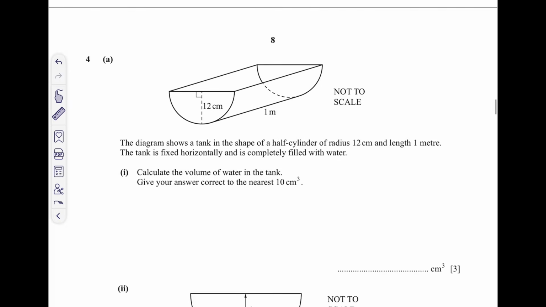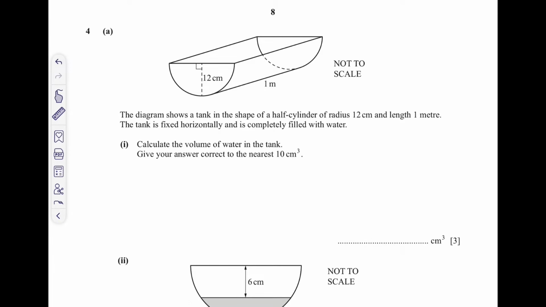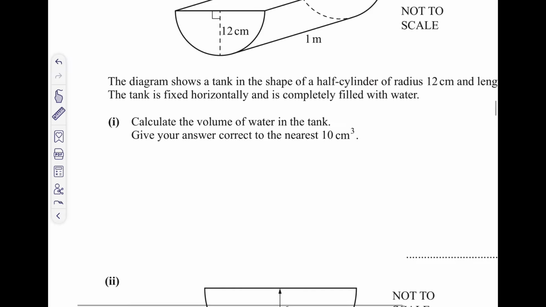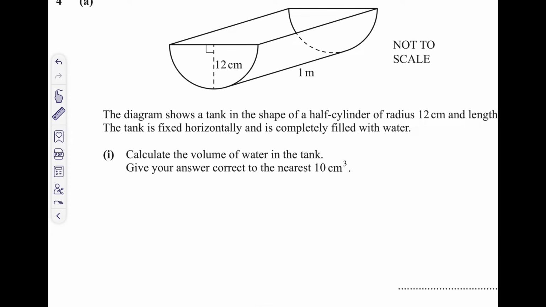Now moving on to the next question. It says that a diagram shows a tank in the shape of a half cylinder with radius 12 centimeters and a length of 1 meter. The tank is fixed horizontally, completely filled with water. Calculate the volume of the water in the tank. Now whenever you have these types of shapes, what you're going to do is find the area on the front, and multiply it by the length.